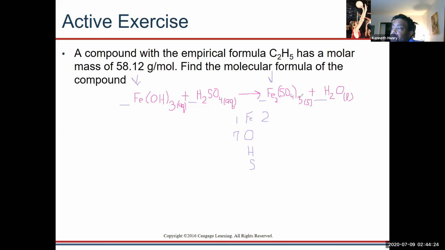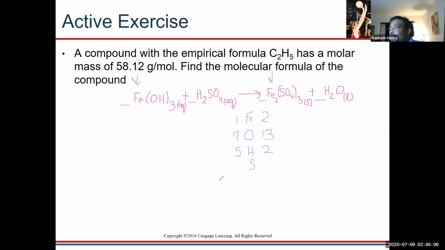What about my product side? 13. Okay, 3 times 4 is 12, plus 1 is 13. Come on, Andy, you got to do that math. Don't give up on me there. Okay, how many hydrogens on the reactant side? 5. Okay, 5. And then on the product side? 2.